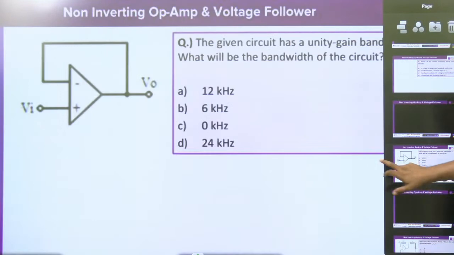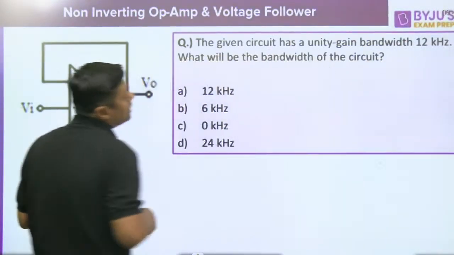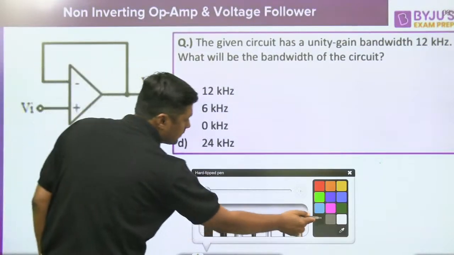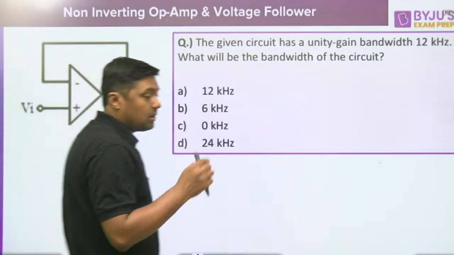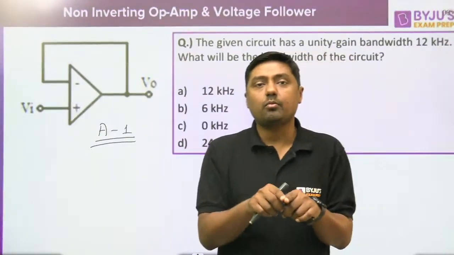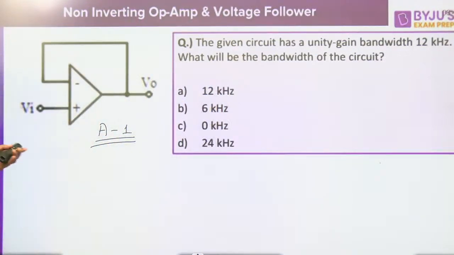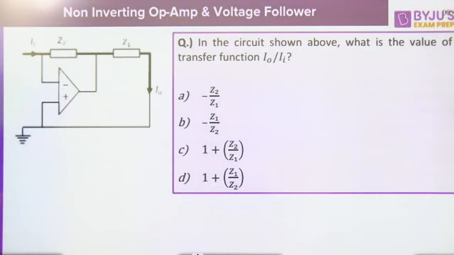Try to solve this question. This is a very easy one. The given circuit has a unity gain bandwidth of 12 kilohertz. What will be the bandwidth of the circuit? That is the assignment for you. Try to solve this question and give me the answer in the comments box, and I will mention your name in the next class. I will take a screenshot of the comments and then mention your name. This is a very simple question from the voltage follower. If the gain bandwidth product is given, what will be the gain, and then what will be the bandwidth of the system.